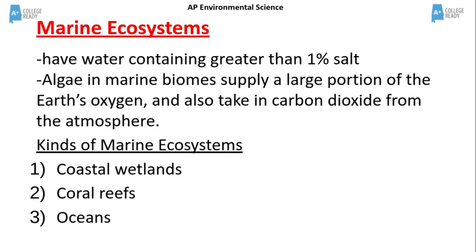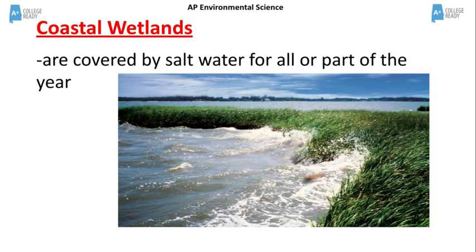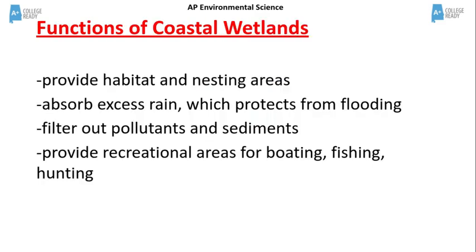Coastal wetlands are covered by salt water for all or part of the year. Coastal wetlands have several functions. They provide habitat and nesting areas. They absorb excess rain, which protects from flooding. They filter pollutants and sediments, and they provide recreational areas.